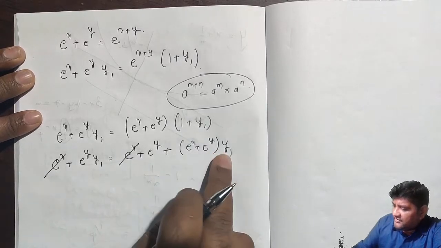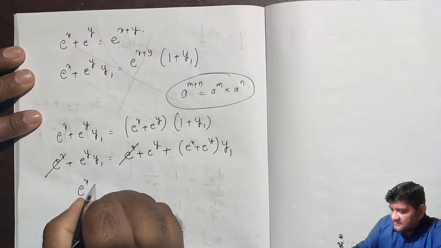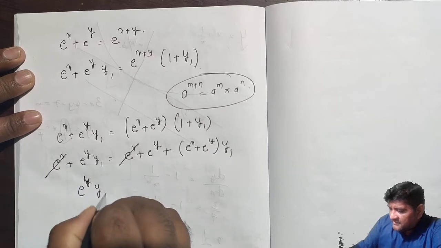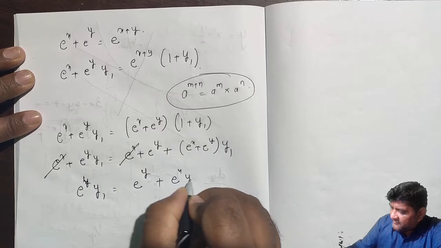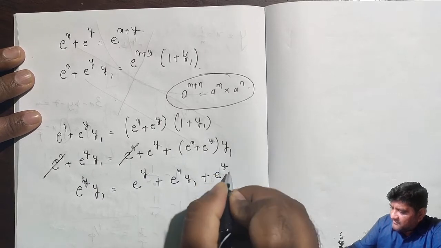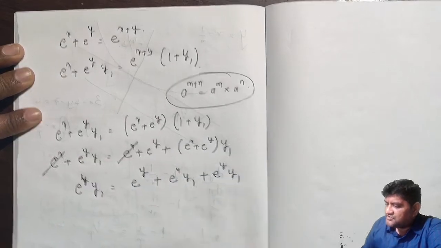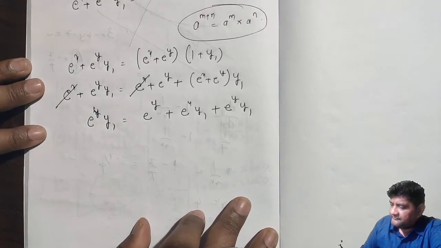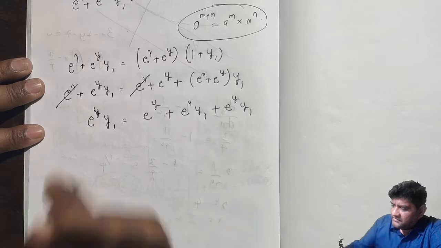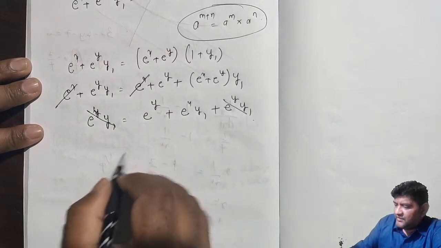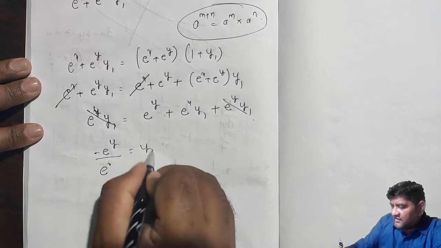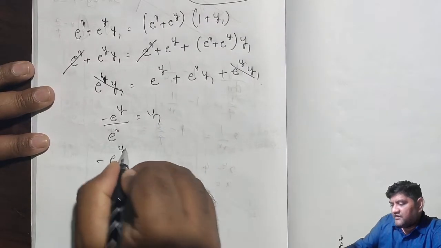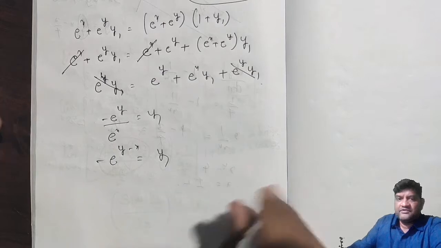Cancels. Again, you open up the bracket here. E to the power of y, y1 is equal to e to the power of y plus e to the power of x, y1 plus e to the power of y, y1. Transpose and you should be done with this. Okay? This of course will get cancelled. So you will have minus e to the power of y by e to the power of x is equal to y1, which is minus e to the power of y minus x is equal to y1, and that's your solution. Very simple.